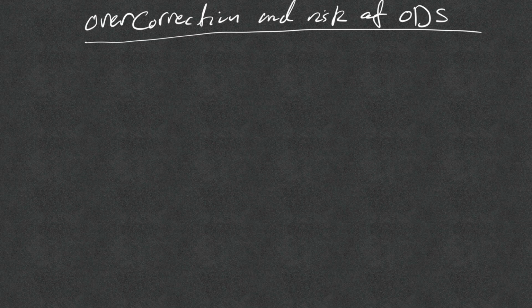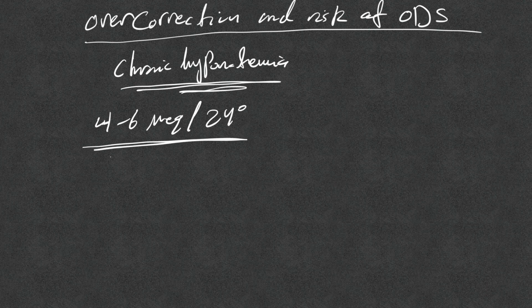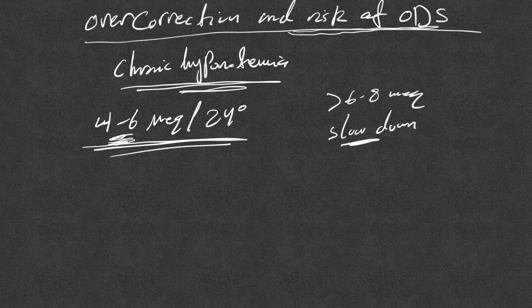Now we mentioned that we worry about the overcorrection and risk of osmotic demyelination syndrome in chronic hyponatremia. That's why you will not see us talking about this in acute hyponatremia. We said the goal is to increase sodium by 4 to 6 milliequivalents per 24 hours. And this is a safe goal. As I said, that will give you a margin of 1 or 2 if you go beyond that. But this should be your goal. If the rate of correction is above 6 to 8 milliequivalents, you have to slow it down. Otherwise, there is a risk of osmotic demyelination syndrome.